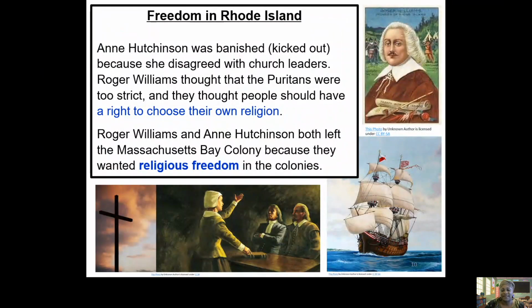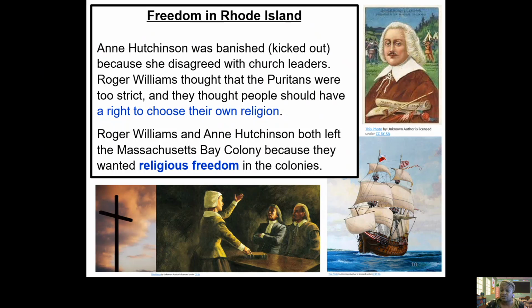There are several colonists who said, I don't really like living in Massachusetts Bay. They're too strict over there and they're hurting people. So we probably need to find another place to go. Well, there's a man named Roger Williams. He is going to establish a new colony that is called Rhode Island. And in the colony of Rhode Island, Roger Williams wants the people to have religious freedom.